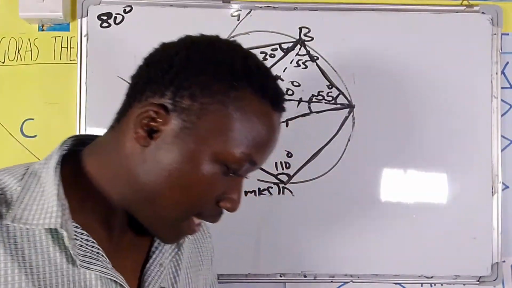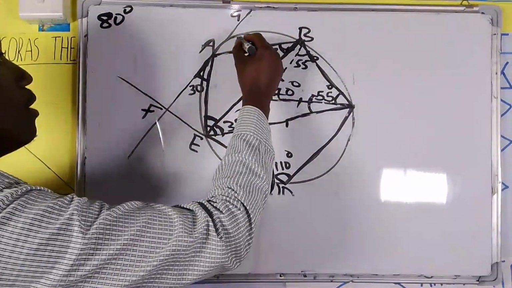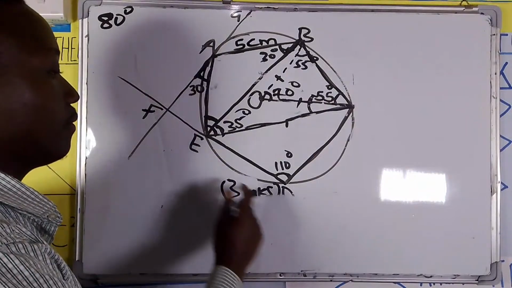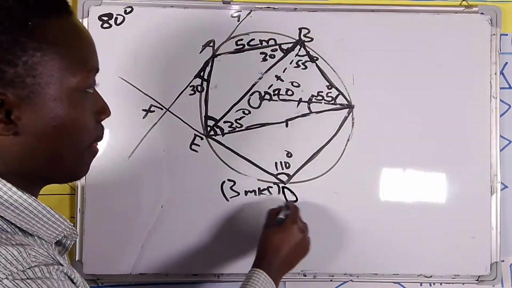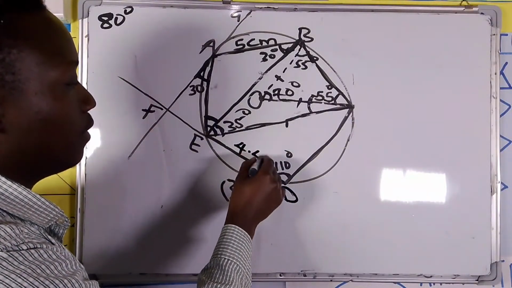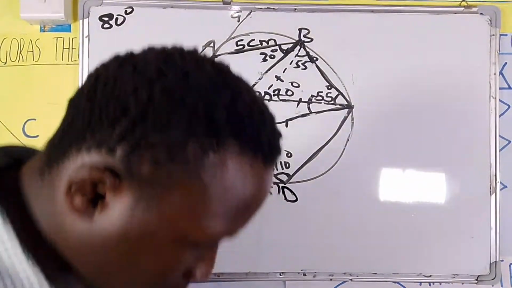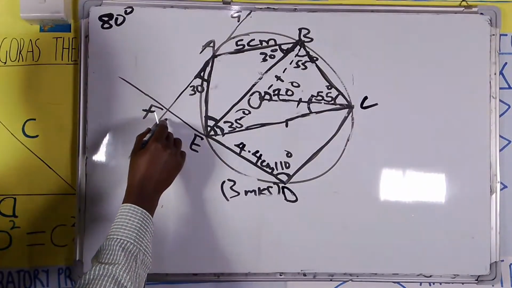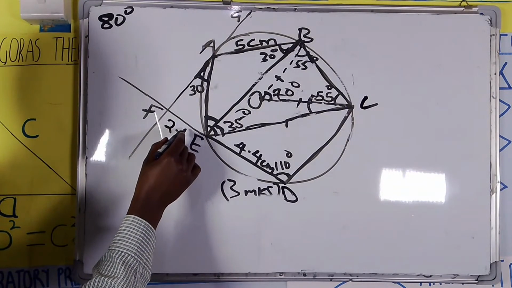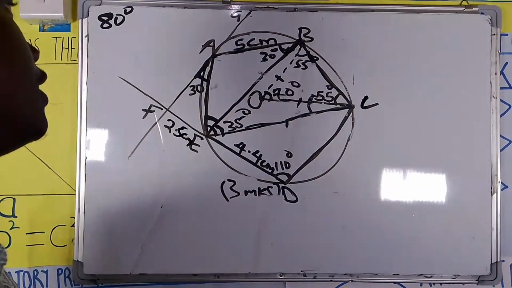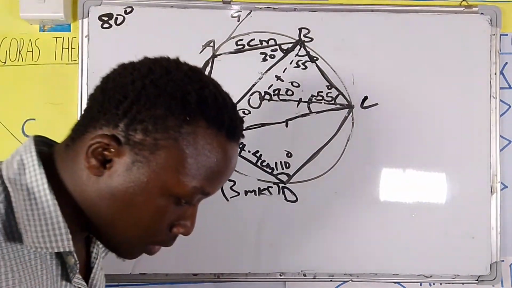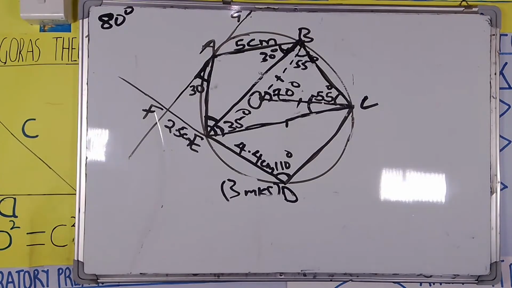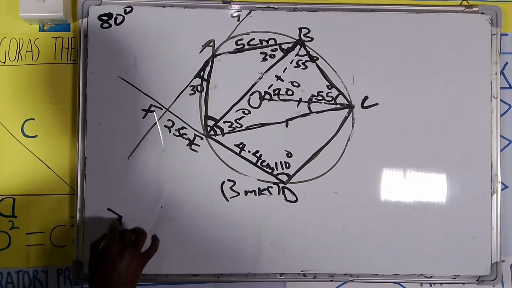Hiyo imekuwa mwecheche. Given that AB is 5. Hii sasa tunaambiwa ni 5. Then tunaambiwa hiyo ingine ED is 4.4. And FE is 2.5. Our question is, find the radius of the circle.